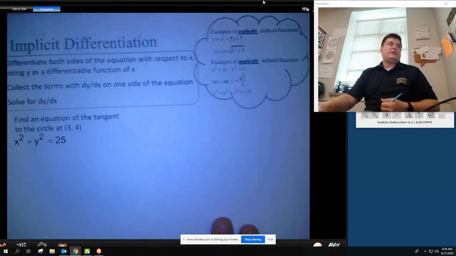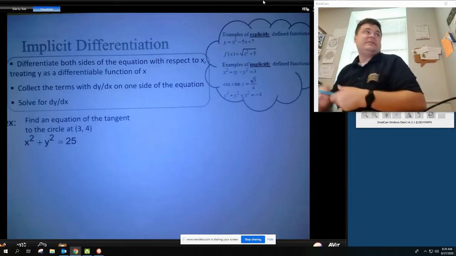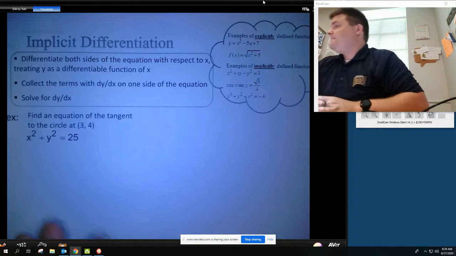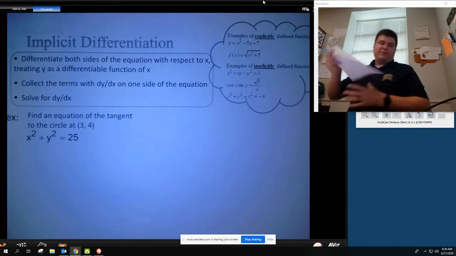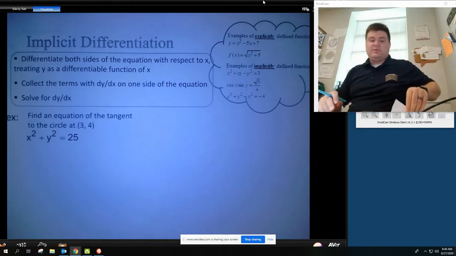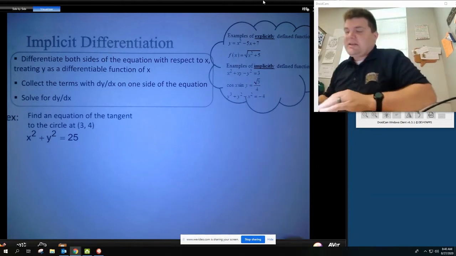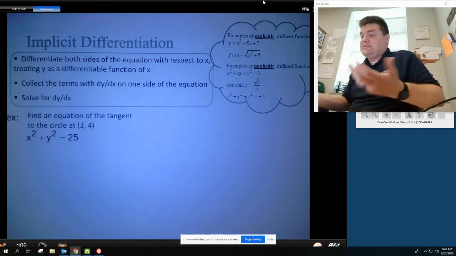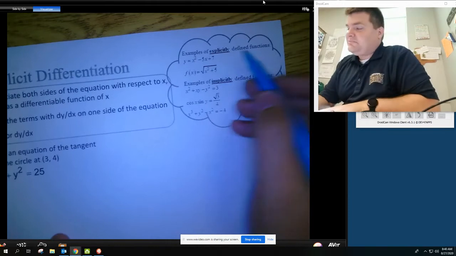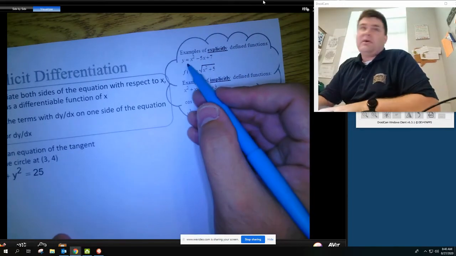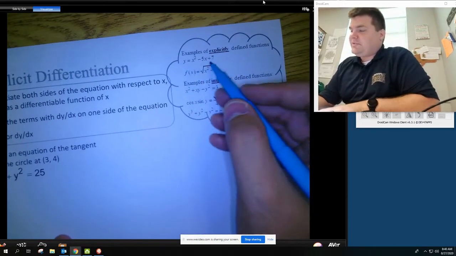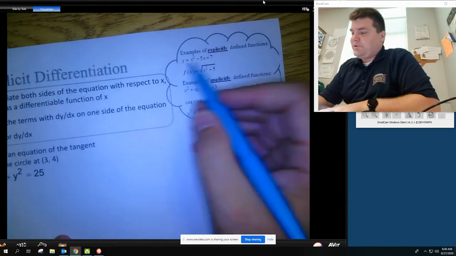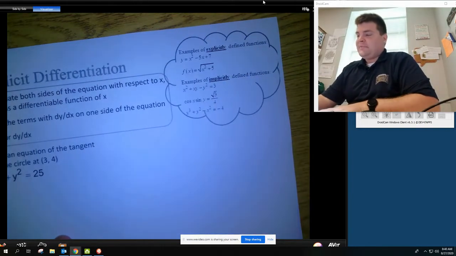Okay, we're going to be doing notes on implicit differentiation. So let's talk about, before I get to implicit, let's talk about explicit, which is something you've been doing the entire time. I just haven't used the verbiage saying, hey, this is explicit. So explicit functions are when you have a y equals, and a y equals with some x's. That's explicit, and we've been doing a bunch of those.